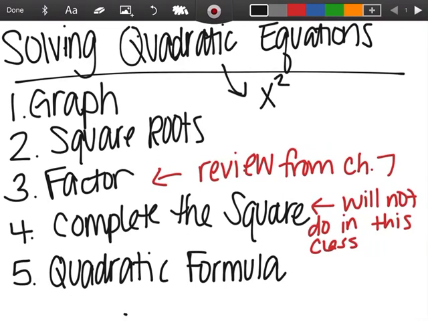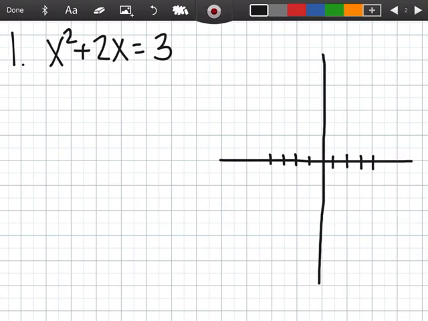We can do something called completing the square, which we're not going to learn how to do in Algebra 1. You probably will in Algebra 2. And then use the quadratic formula, which we will learn how to do. So the first approach is to graph. This goes back to Chapter 8, where you learned how to graph a quadratic.